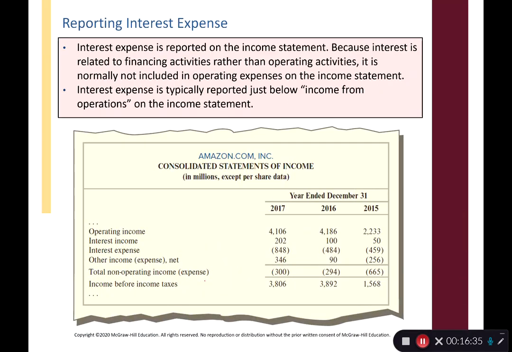So interest expense is going to be reported on the income statement, and because interest is related to financing rather than operating activities, it's normally included in the non-operating section or the peripheral activity section. Interest expense, therefore, is usually shown below the operating income. That's a review from past information that we covered.